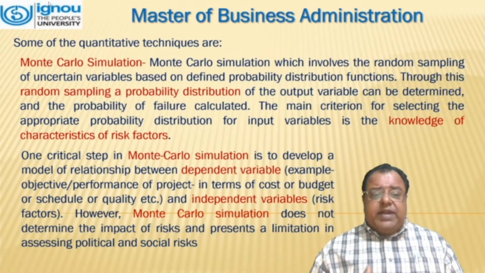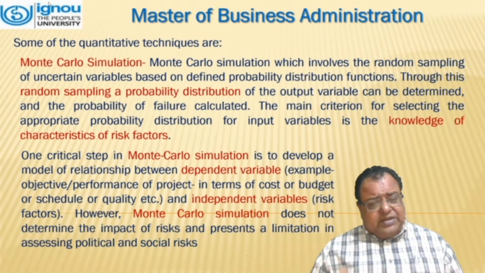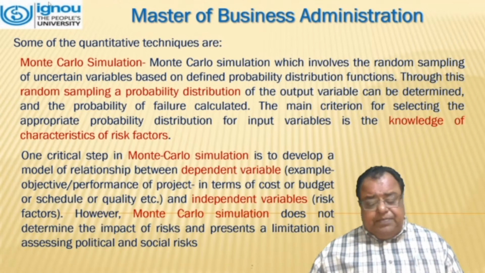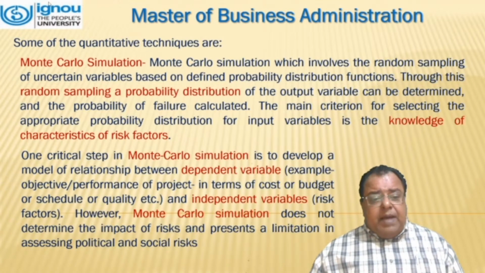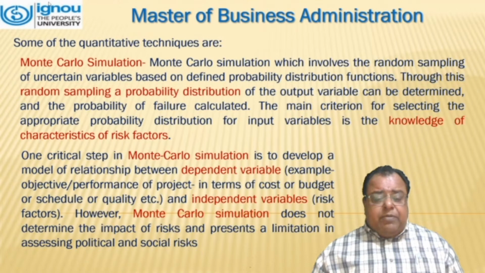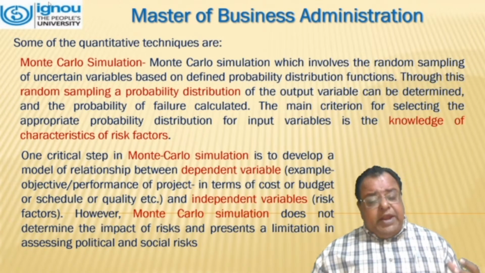Some of the quantitative techniques normally used in risk management are discussed here. We will start with Monte Carlo simulation, which involves the random sampling of uncertain variables based on a defined probability distribution function. Through this random sampling, a probability distribution of the output variable can be determined and the probability of failure can be calculated. The main criterion for selecting the appropriate probability distribution for input variables is the knowledge of the characteristics of the risk factor.